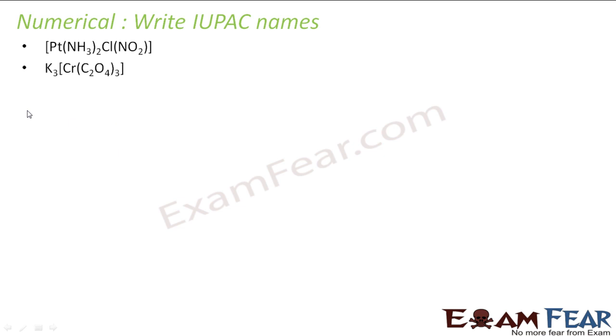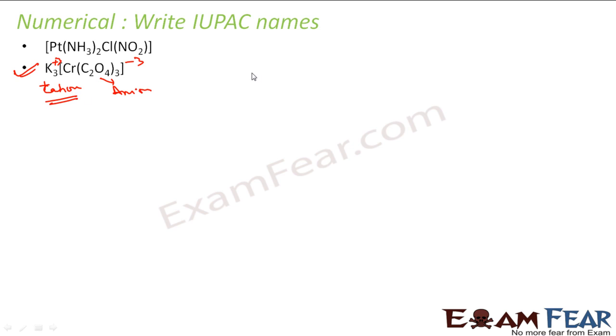Next we'll write the name of this compound. Here again we'll write the cations and anions. This K3 is the cation, with a positive charge, and this whole thing is a negative charge. This is -3 charge, this is +3 charge. This is cation and this part is anion. So as per the logic, the cation name comes first.